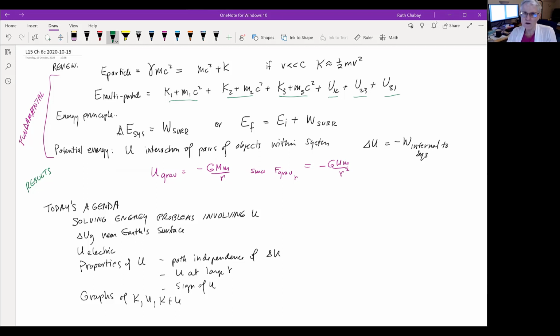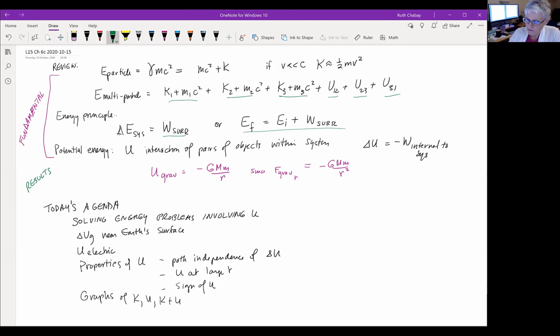We have been working with, and will continue to work with, the energy principle, which says in its simplest form that the change of energy of a system is equal to inputs from the surroundings, and so far the only kind of input we know about is mechanical work done by the surroundings. And we can write that in an update form also, where final energy in some final state is energy in some initial state plus the work done by the surroundings. And we found that we could calculate potential energy by calculating the work done by objects that were inside the system and then taking the negative of that.